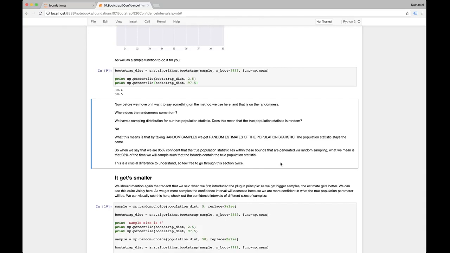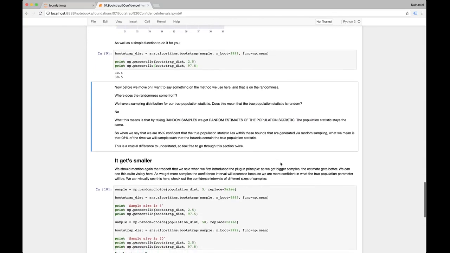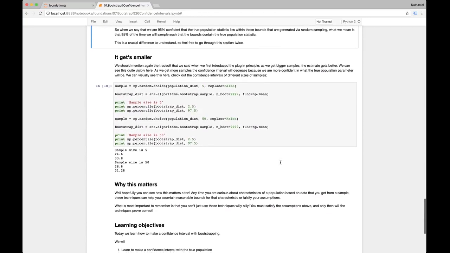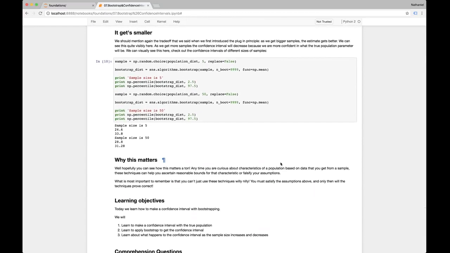Okay, second caveat. This is more of a trade-off. I've got to mention it so that you don't get angry at me later on that I didn't mention it. As we get bigger samples, we get better estimates. We can see this really visually here. The more samples we get, the more the confidence interval will decrease because we are more confident in what the true population parameter will be. So as we get more samples, will the confidence interval get bigger or smaller? It will get smaller. This is, again, one of these trick questions you'll get in data science interviews.